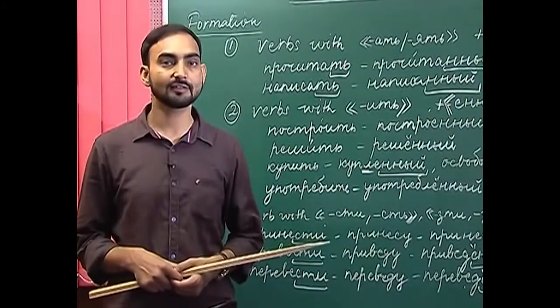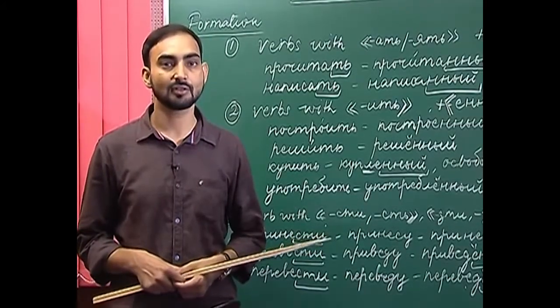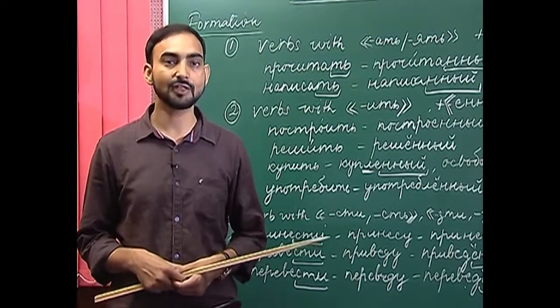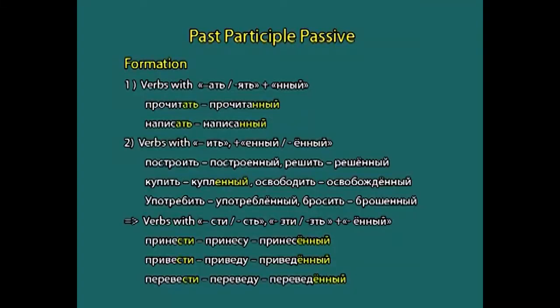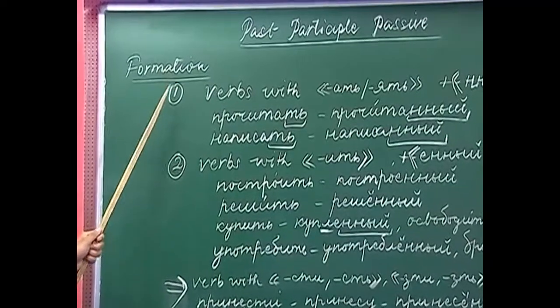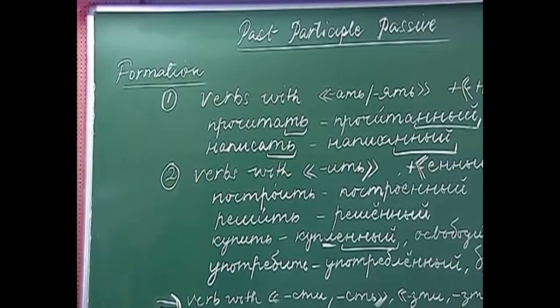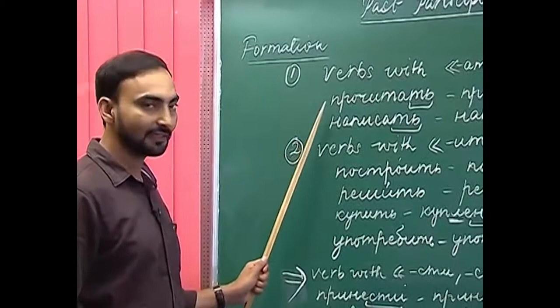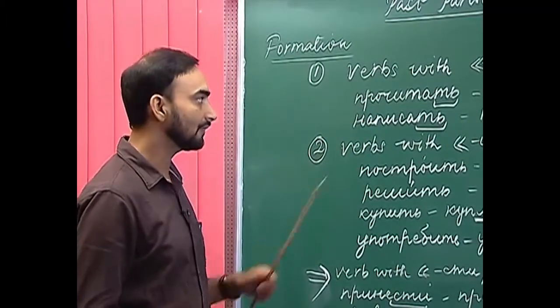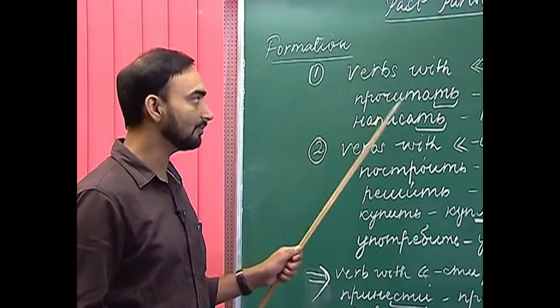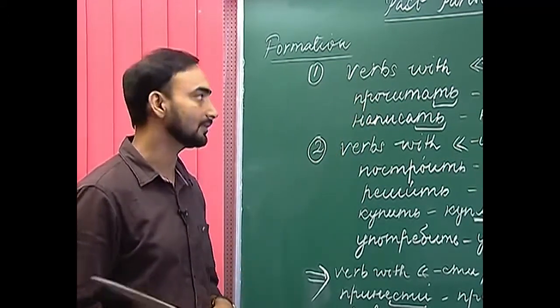Now, we are going to discuss past participle passive. How do we form the past participle passive and where do we use them? The first thing, we will discuss the formation of past participle passive. How do we form them from the verbs? The first thing that I would like to mention here is past participle passive are always formed from the perfective aspect of the verbs. We will not consider the imperfective aspects. They are only formed from the perfective aspect of the verbs.